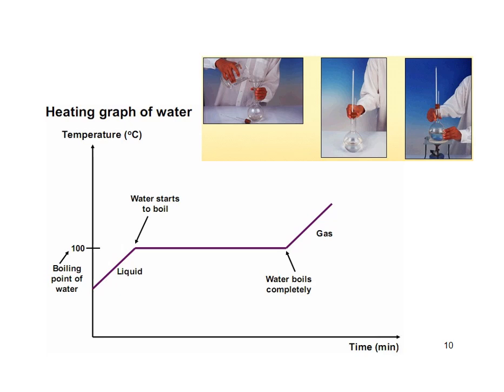So this is the heating graph of water. From liquid, the water starts to boil, and then a few minutes later, the water boils completely. The temperature when the water turns into steam is 100 degrees Celsius. So this is the boiling point of water. And then the liquid changes into gas.